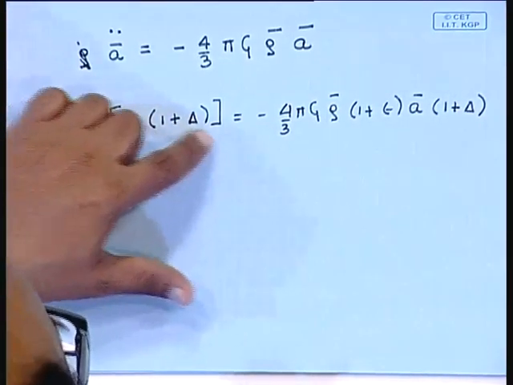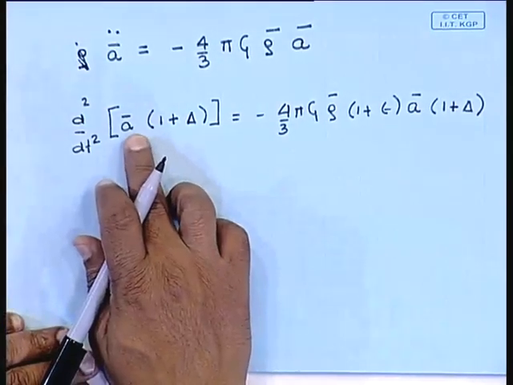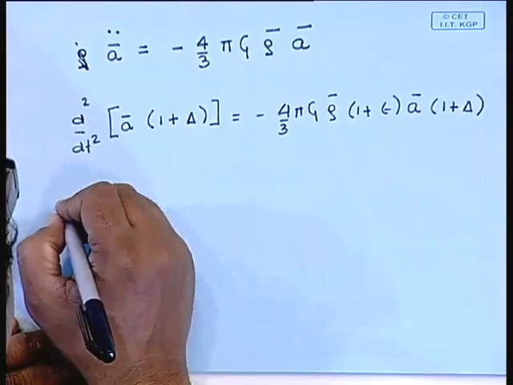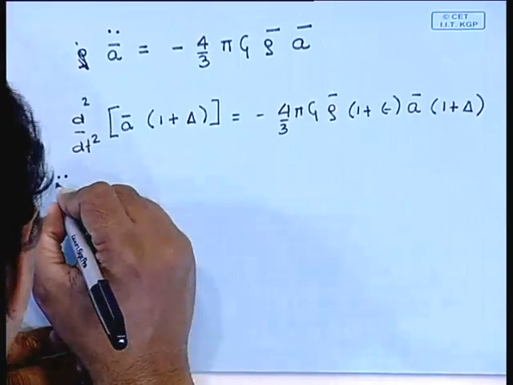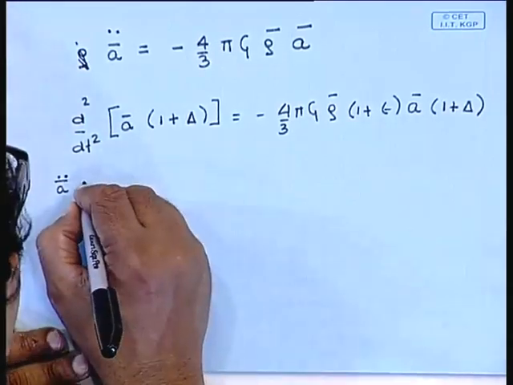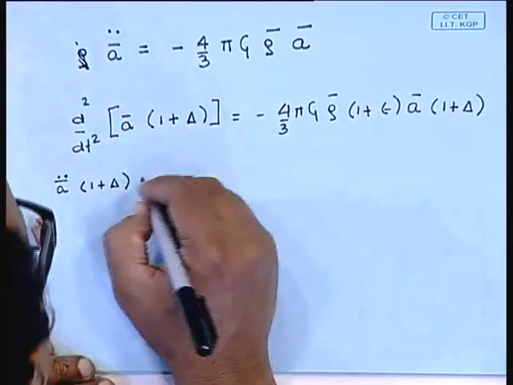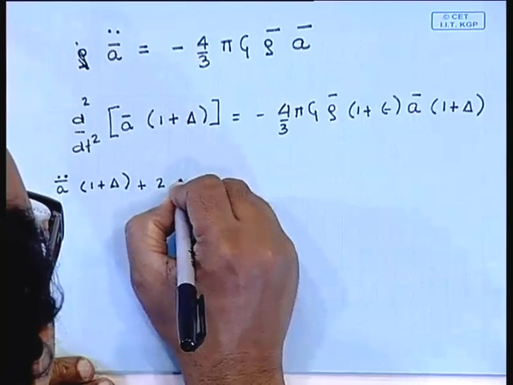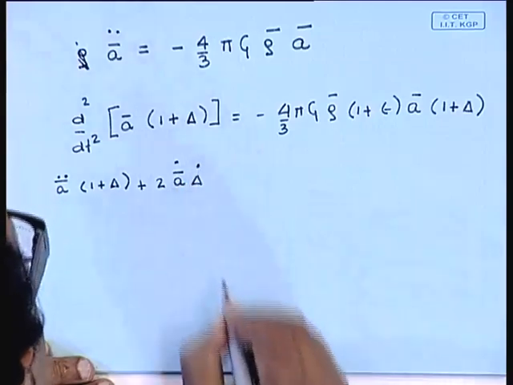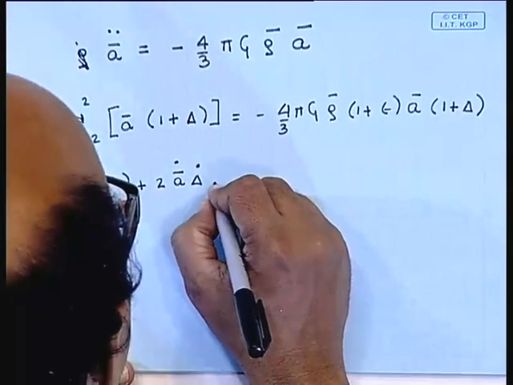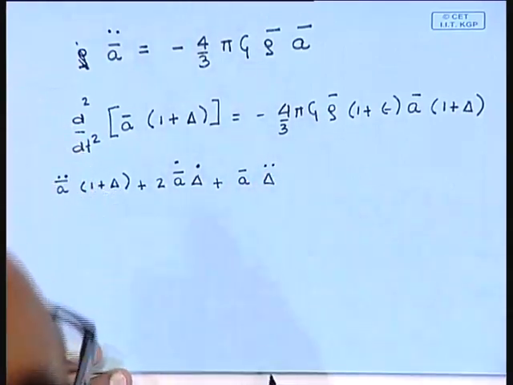Now we can expand this. So let us expand it. I will have 3 terms when I do this. The first term is going to be A bar double dot into 1 plus delta. The second term is going to be 2 A bar dot delta dot. The third term is going to be plus A bar delta double dot.